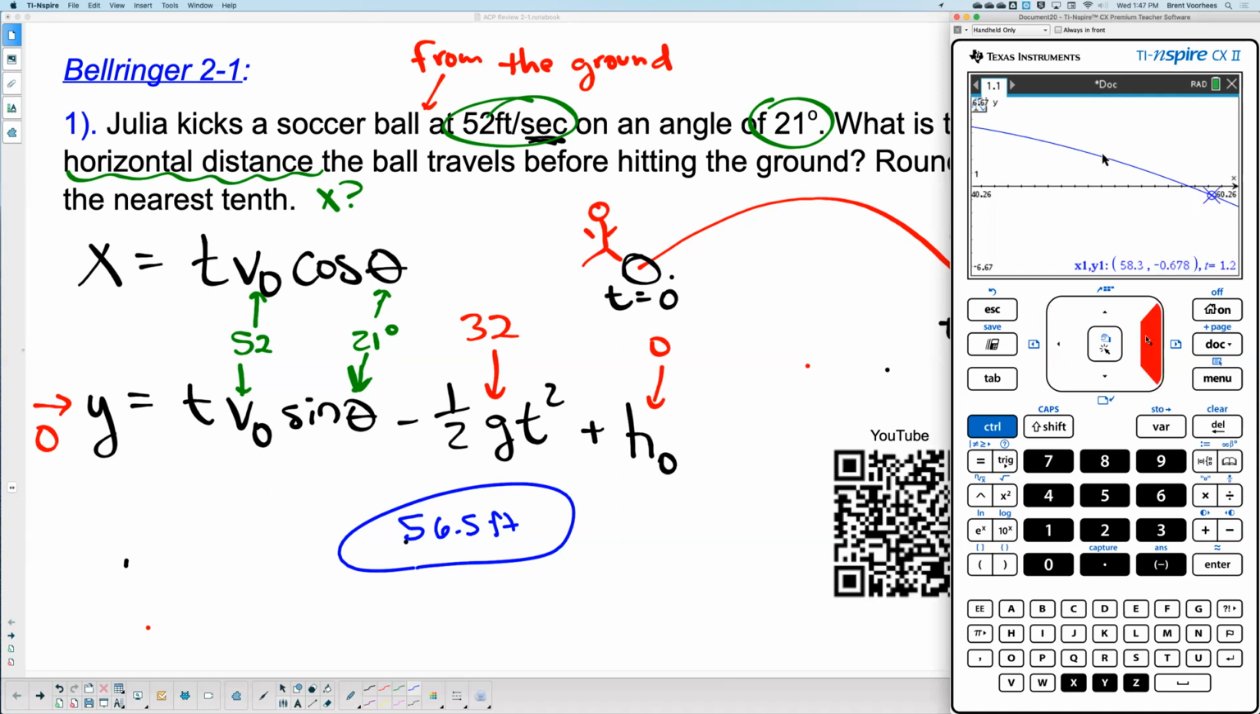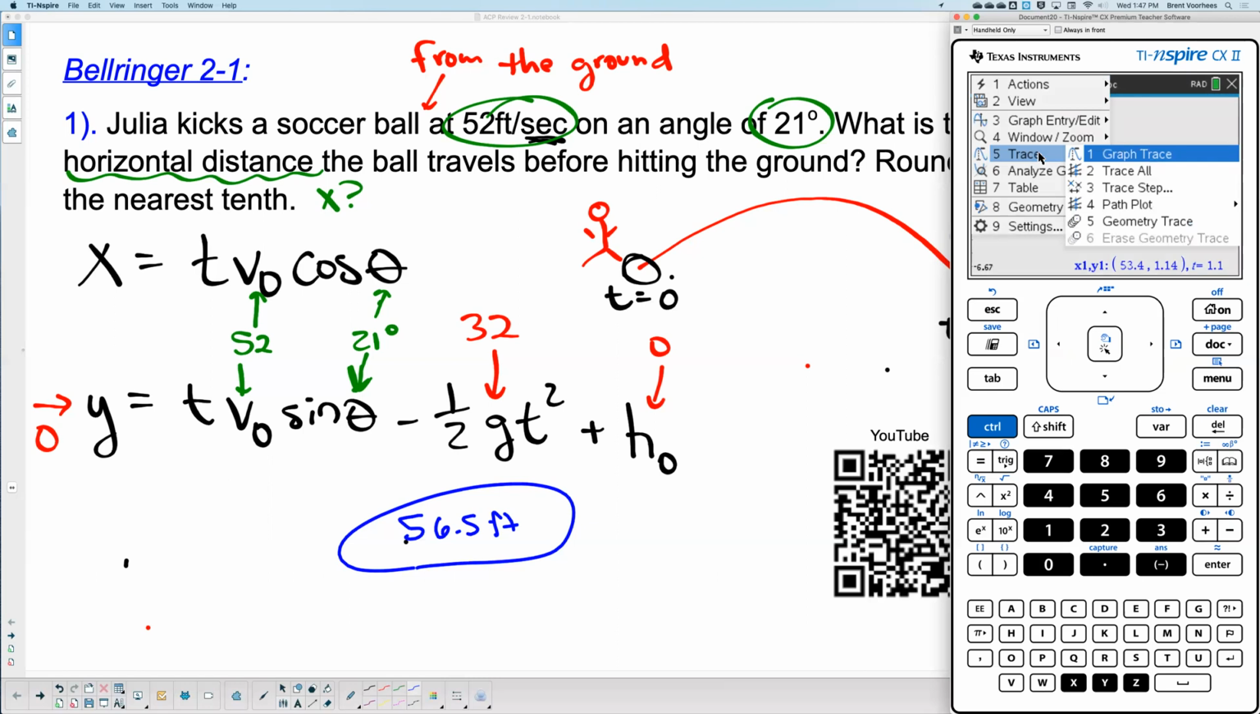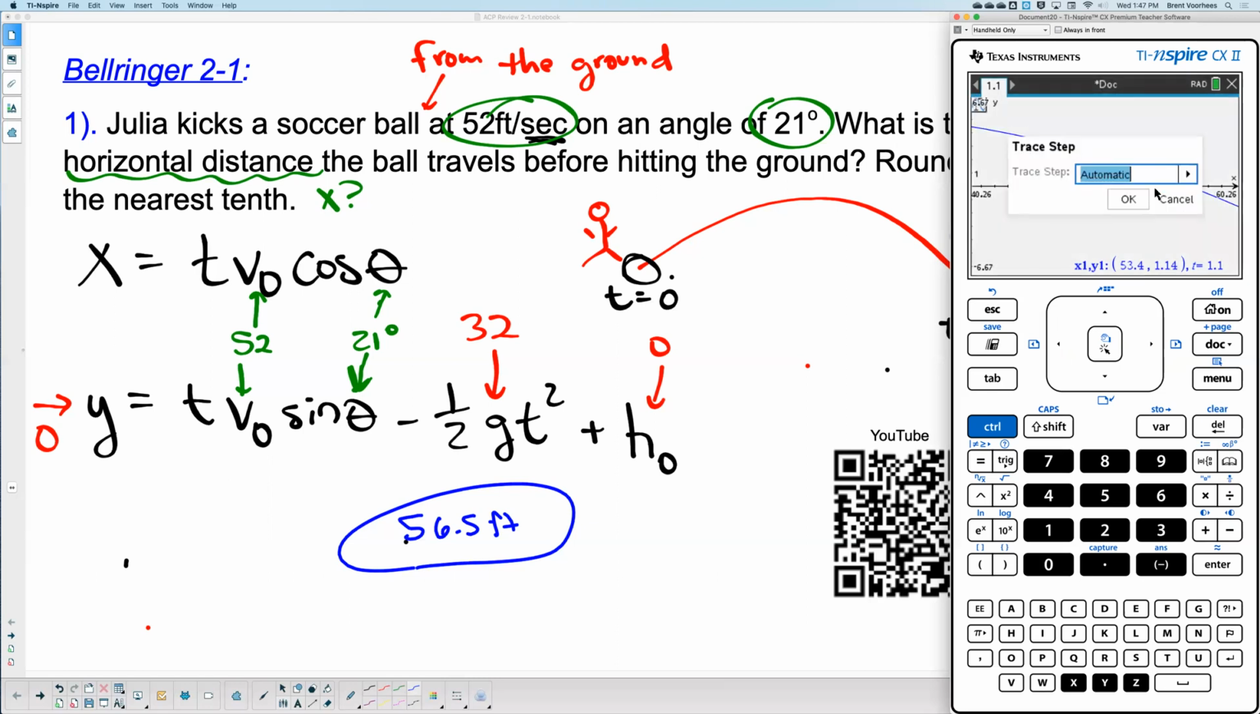Notice in between those 2 numbers. But one thing you can do is if you go back to trace, and you go to trace step, you can make it count by smaller numbers. It automatically counts every 1/10 of a second, 0.1. I'm going to change it to 0.01. And now it'll count by smaller amounts of time. And you can get the answer.